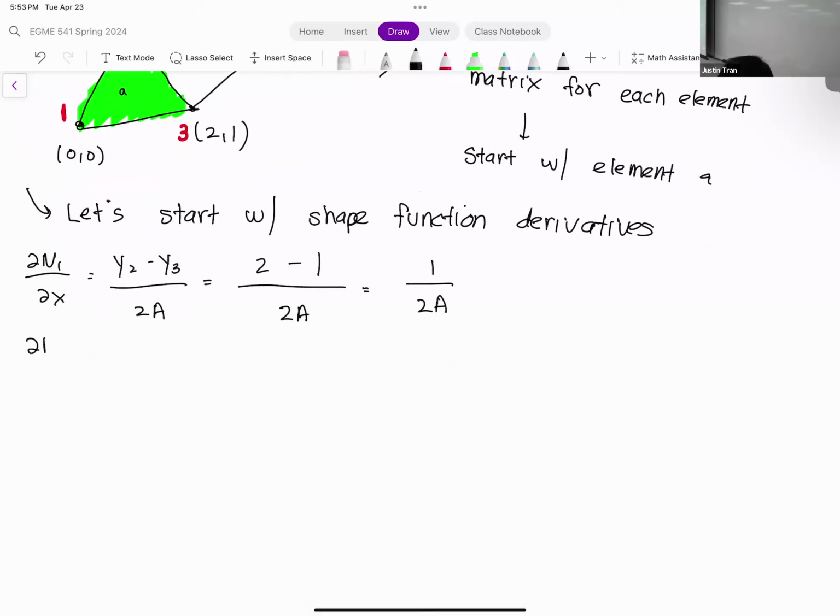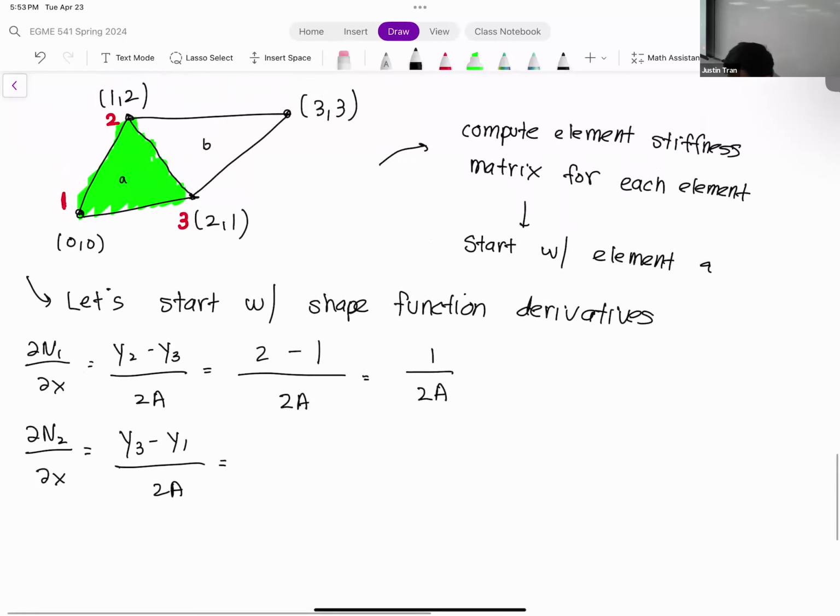All right, so next let's do partial n2 partial x. Partial n2 partial x is going to be y3 minus y1 divided by 2a. So let's go ahead and subtract these. y3 here is 1 minus y1. The y coordinate for node 1 is 0, so we have 1 minus 0 divided by 2a. And this is equal to, once again, 1 over 2a.